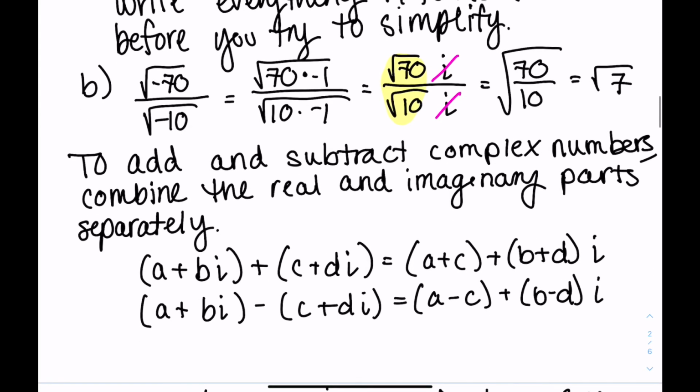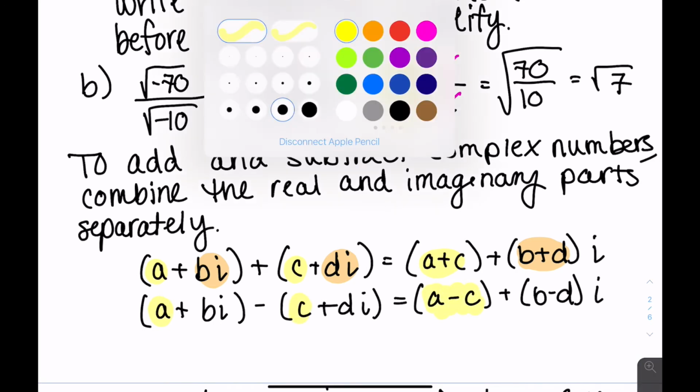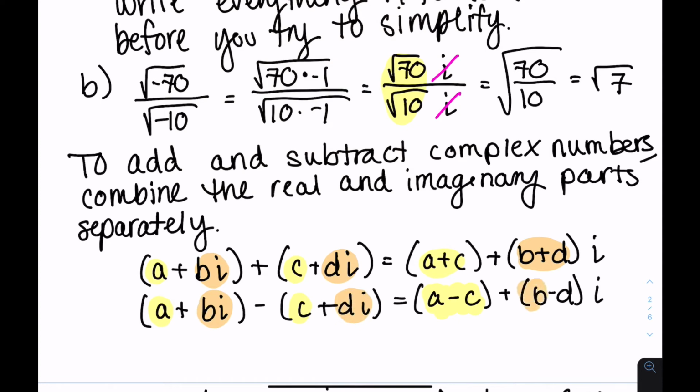Now when we want to add, subtract, or just combine any type of complex number, you're going to do the same thing as before. You can only combine like pieces. So you can't add x squared and x because they're not alike. Same thing, I can't add the real part and the imaginary part together. I can only add the real parts of each expression. So here, if I'm adding two complex numbers, I add the real parts together, and then we also add the imaginary parts together. If you're subtracting, same thing. You subtract the real parts, and then you go ahead and subtract the imaginary parts as well.